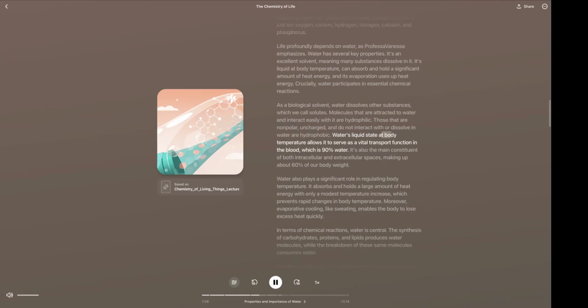Water's liquid state at body temperature allows it to serve a vital transport function in the blood, which is 90% water. It's also the main constituent of both intracellular and extracellular spaces, making up about 60% of our body weight. Water also plays a significant role in regulating body temperature. It absorbs and holds a large amount of heat energy with only a modest temperature increase, which prevents rapid changes in body temperature. Moreover, evaporative cooling, like sweating, enables the body to lose excess heat quickly.